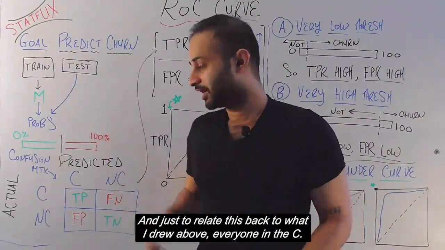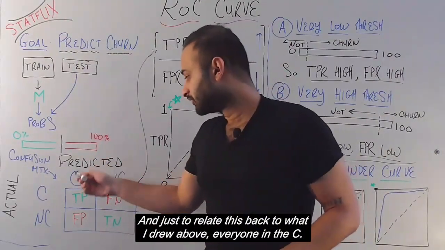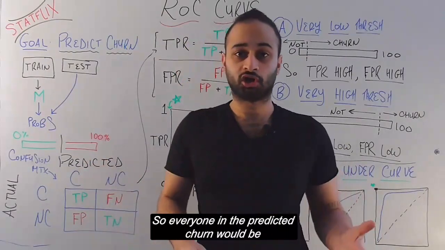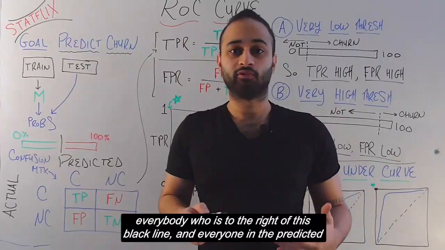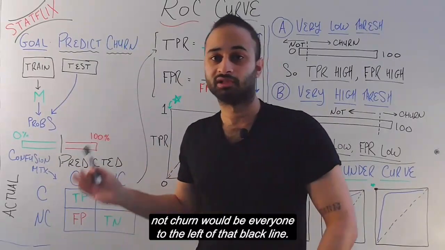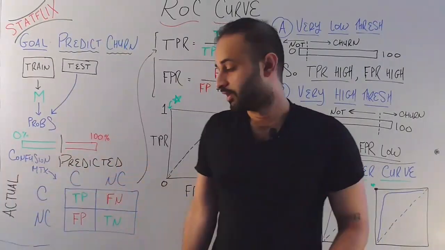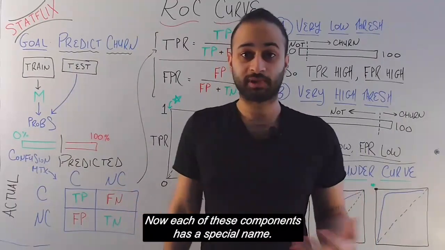And just to relate this back to what I drew above, everyone in the predicted churn would be everybody who is to the right of this black line, and everyone in the predicted not churn would be everyone to the left of that black line. Now, each of these components has a special name.